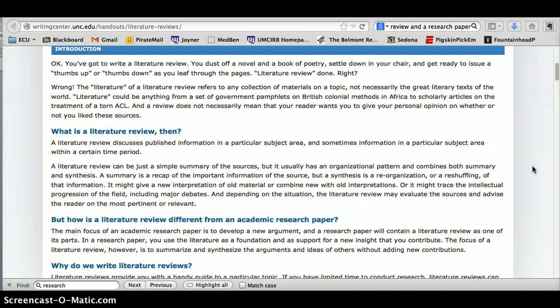So when you are writing a lit review, just remember that you're not at that argument point yet, right? You'll be able to get there, and you should be thinking ahead about it, but you're not there yet.